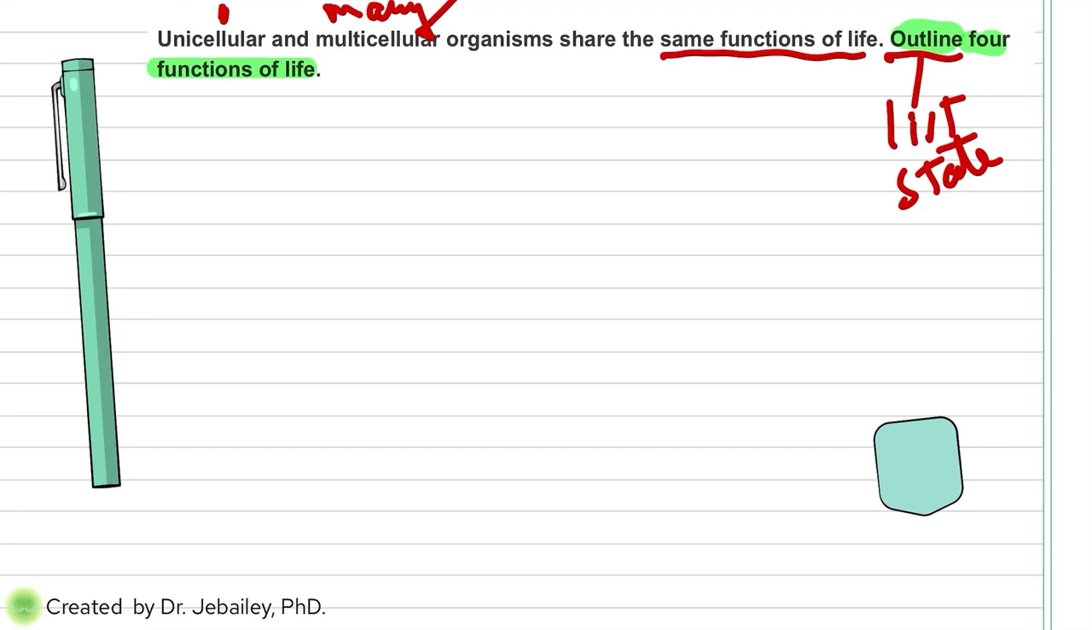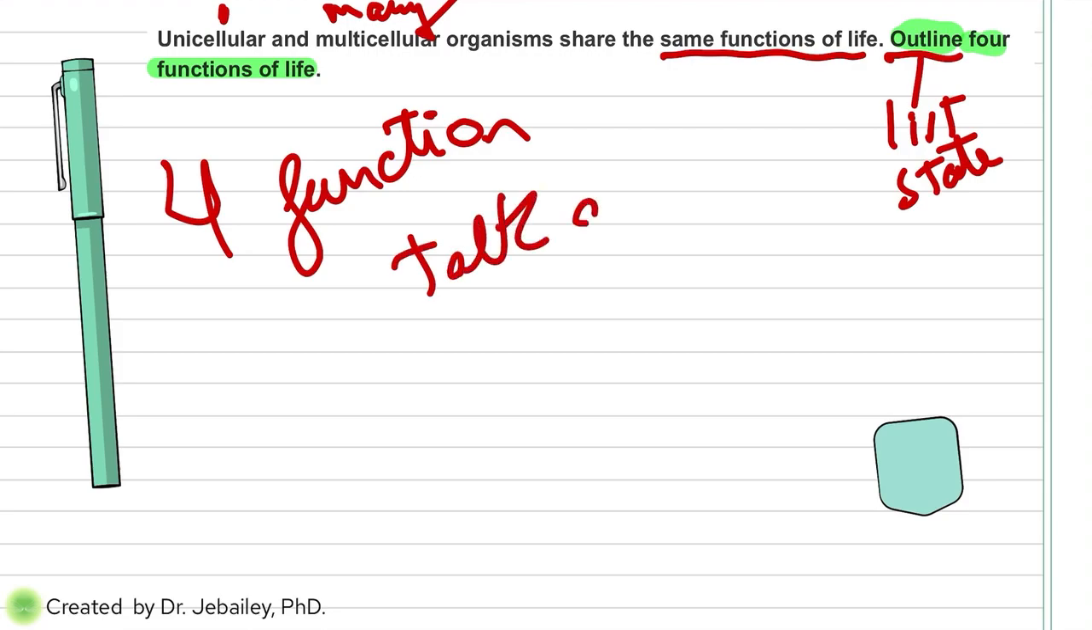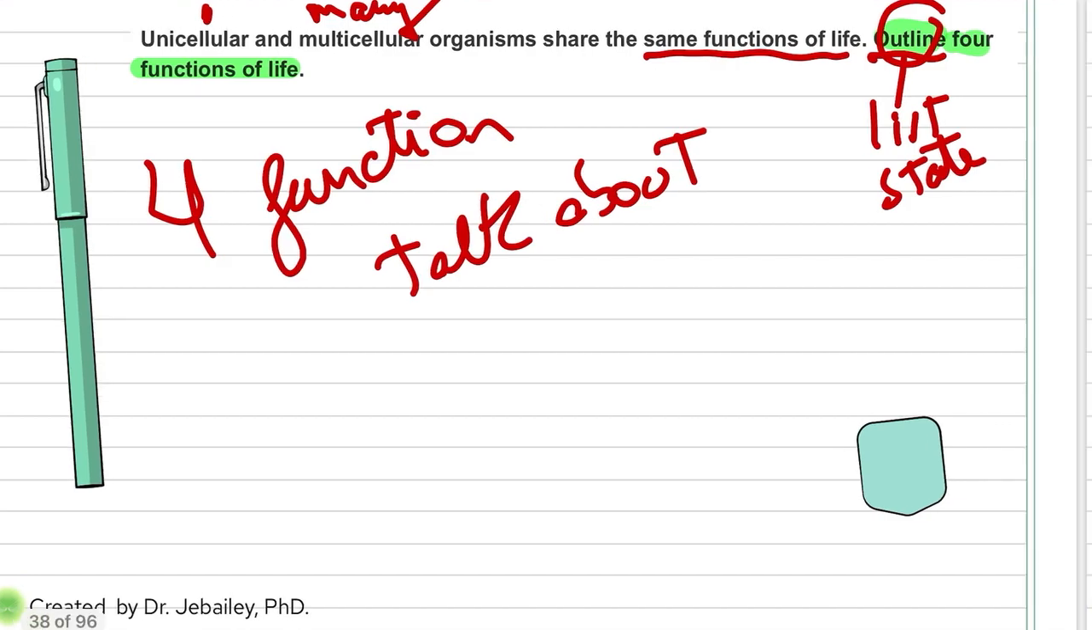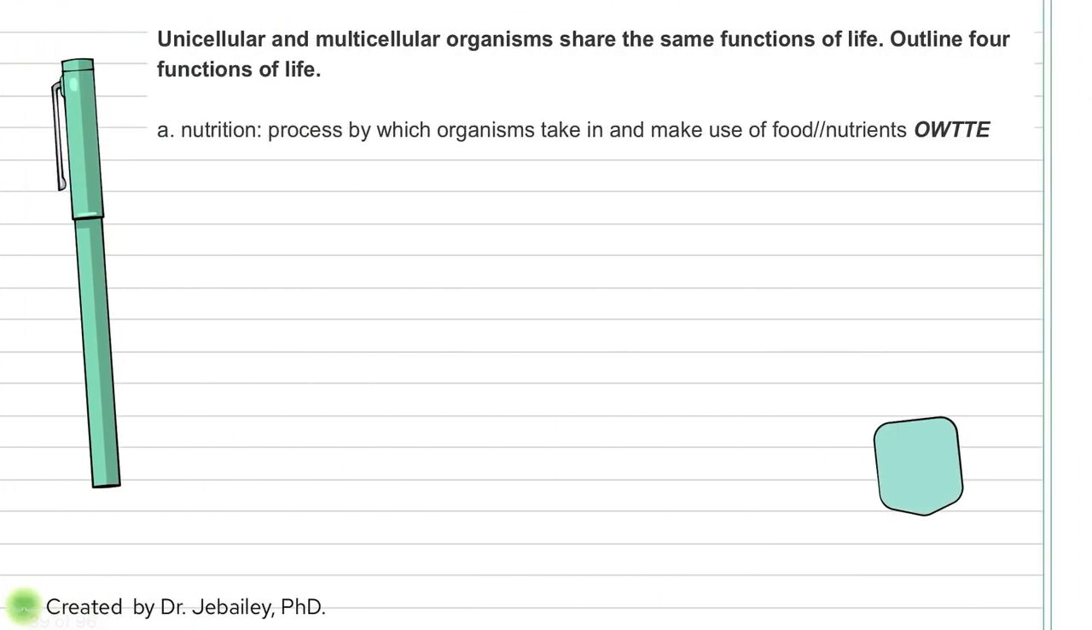So you are describing 4 functions, right? So there's going to be 4 functions here. But you also have to talk about them, because it's an outline. An outline means go a little bit deeper on information. So let's see. The first one here, what does OWTTE mean? It just means other words that take it to the same effect, right? So it doesn't have to be exactly this sentence, process by which organisms take in and make use of foods or nutrients. No, you can say nutrition. Nutrition, you can say it's a process where there's the digestion of the food or is the making of the food by the plants. You can say this.